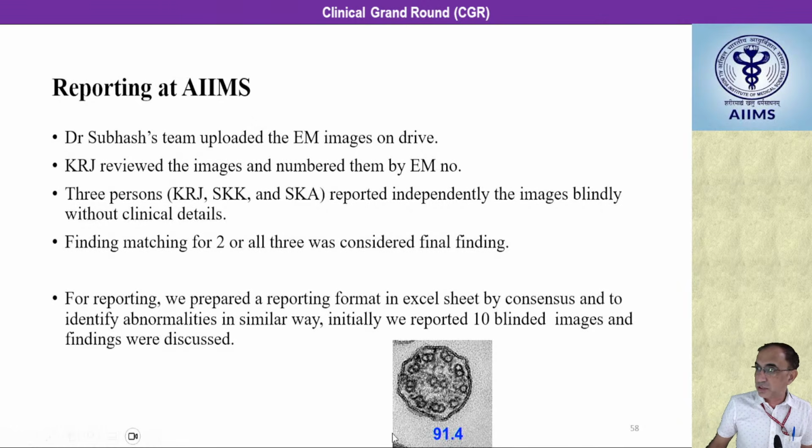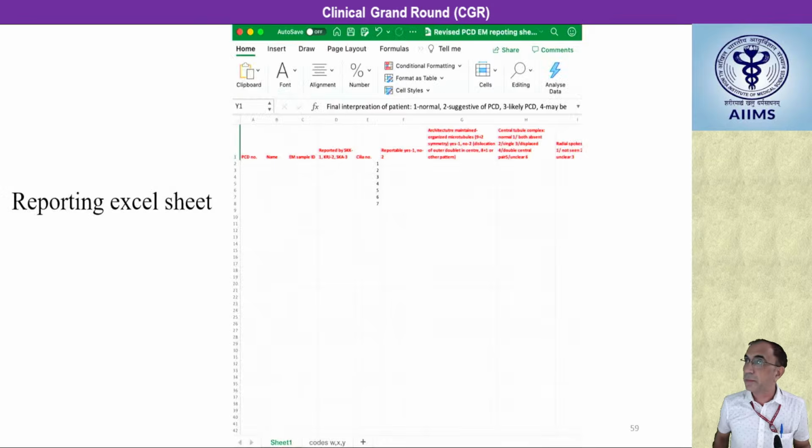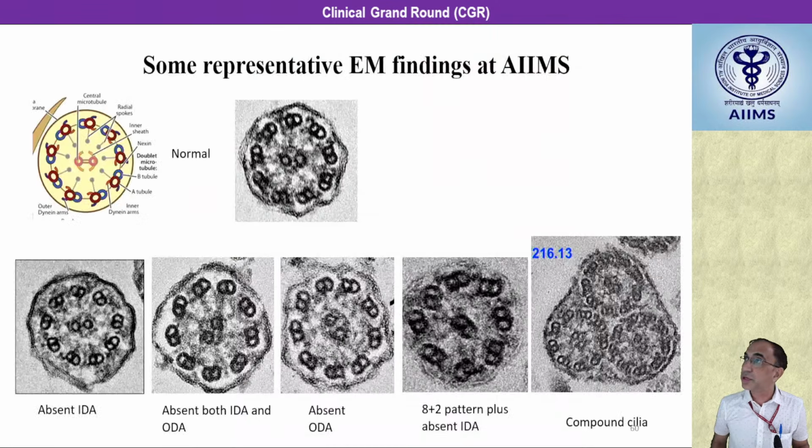This is one example. Suppose this is EM number 91 and serial number 4. For reporting, we prepared a format in Excel sheet for reporting by consensus. Initially, we took 10 images and reported randomly, then matched, and then prepared the final protocol for reporting. So this is the Excel sheet for reporting.